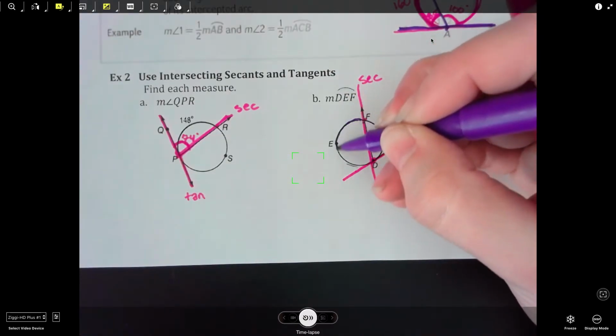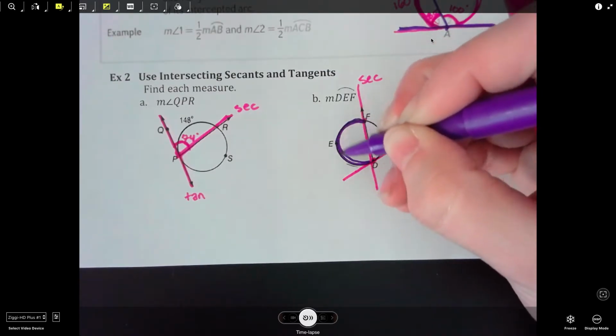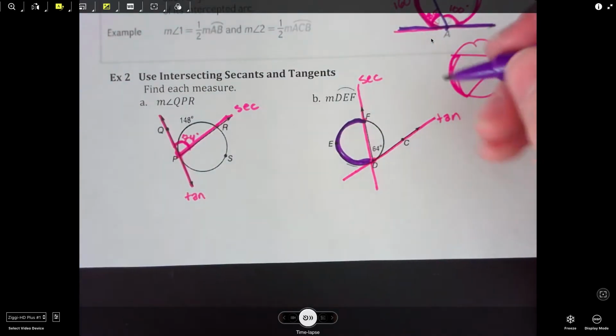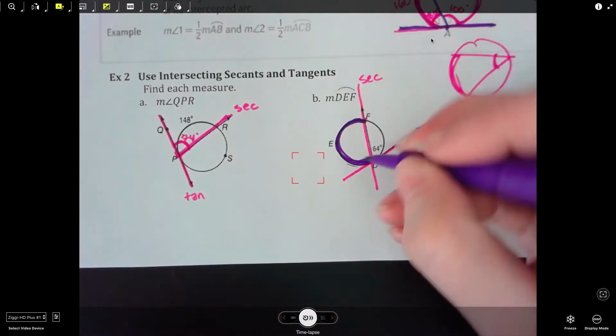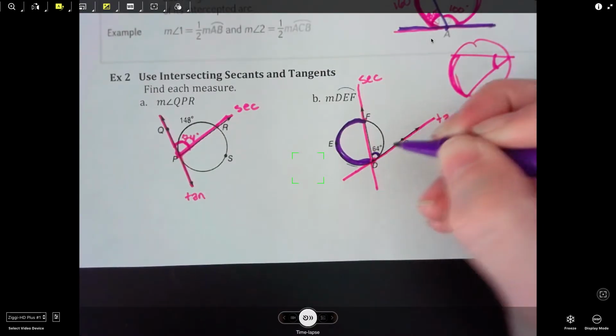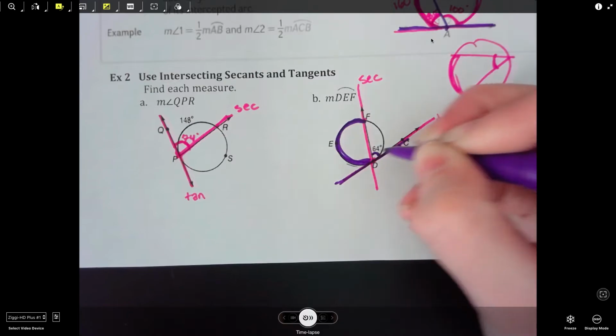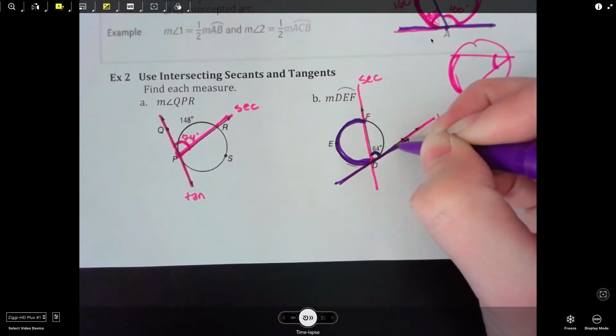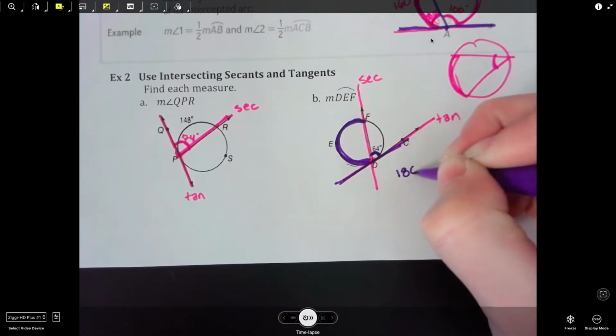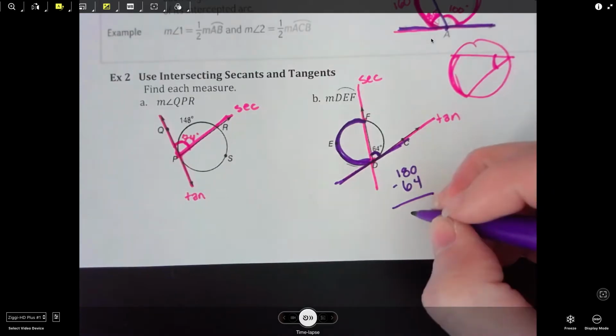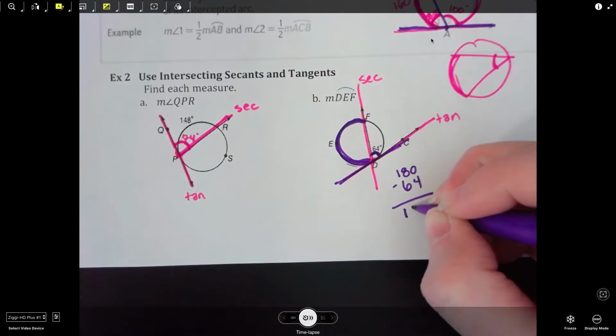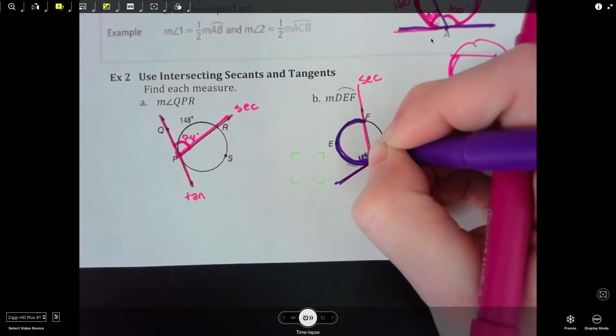DEF, all the way around over here. Okay, now there's a couple different ways that you can do this. You can say that 64 is this angle right here, and it lives on a straight line. So if this is 64, I subtract that from 180. 180 minus 64 gives me 116. So this angle right here is 116.